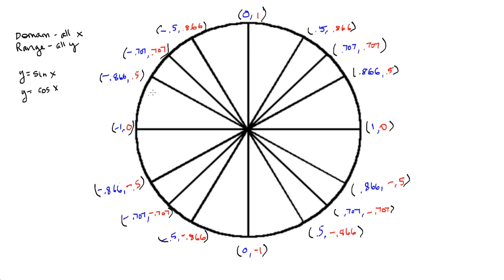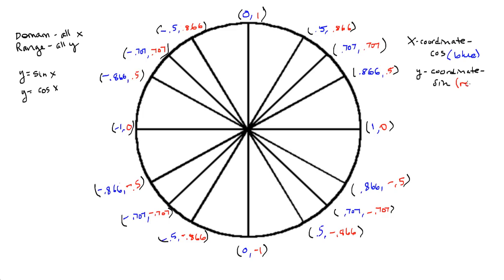Now, remember that when we talked about the unit circle, our x-coordinate corresponded to cosine, and our y-coordinate corresponded to sine. What I've done is I have written the cosine values in blue, and I've written the sine values in red.